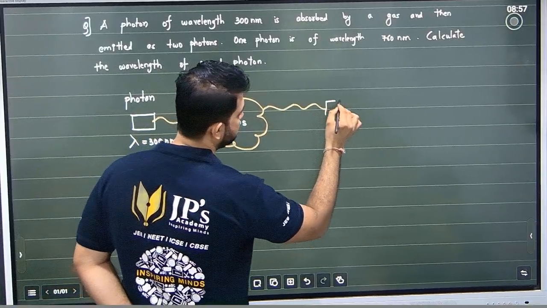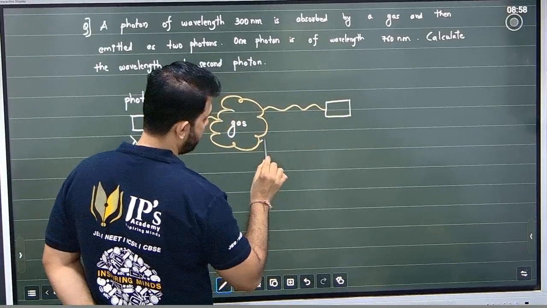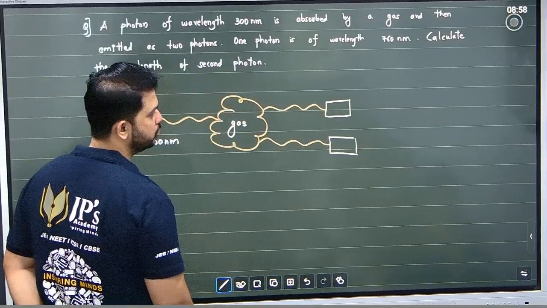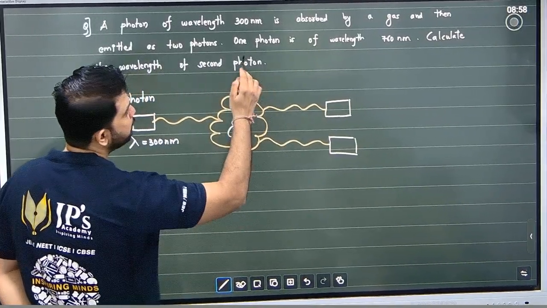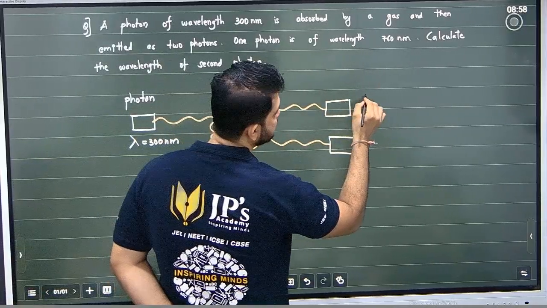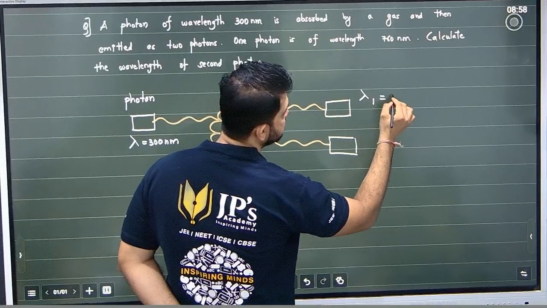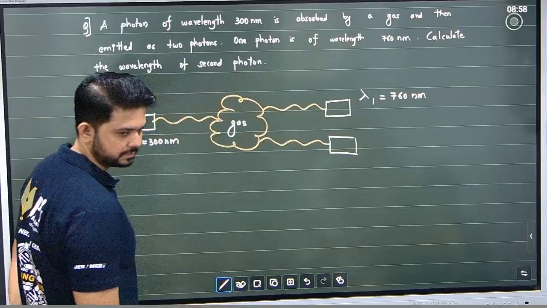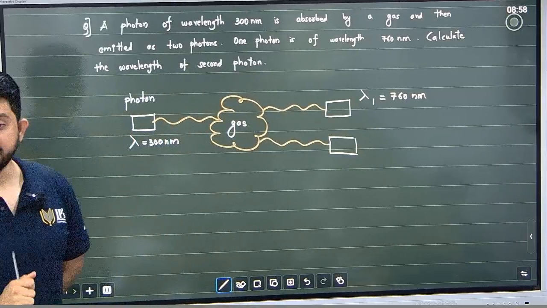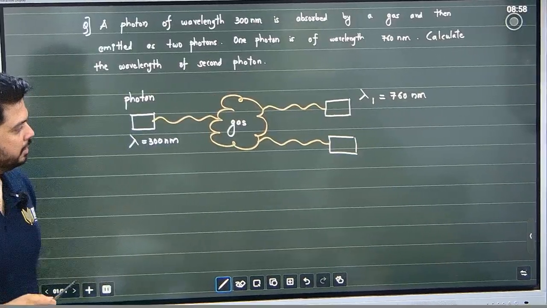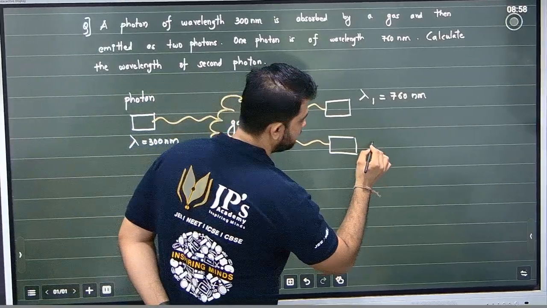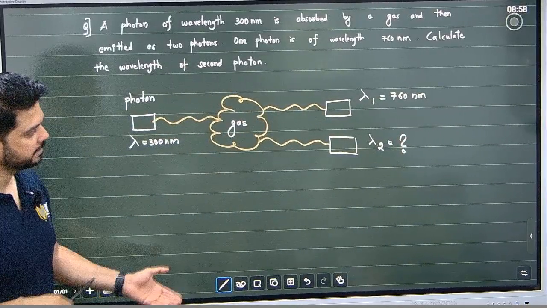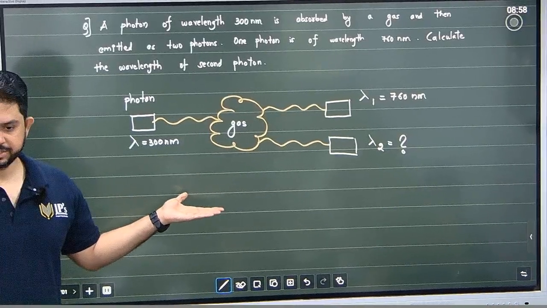Photon number 1 and photon number 2. One photon is of wavelength, so lambda 1 is 760 nanometers, somewhere around the wavelength of red light. What do we have to calculate? The wavelength for the second photon. Did you get the question?